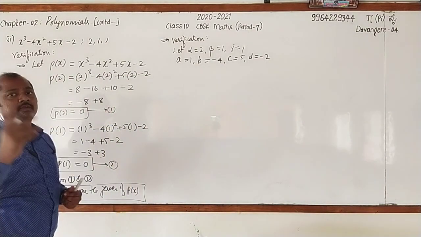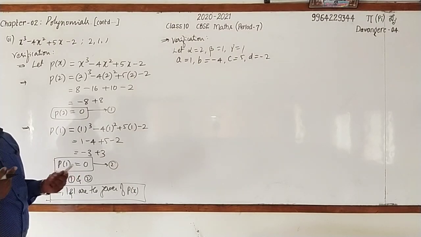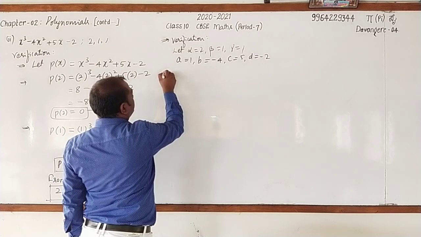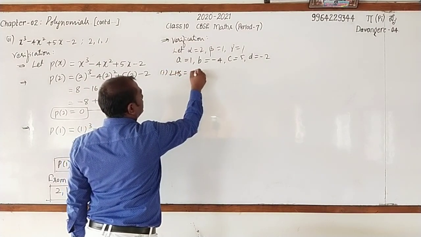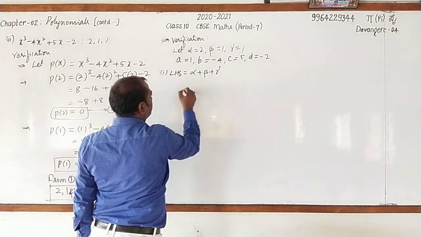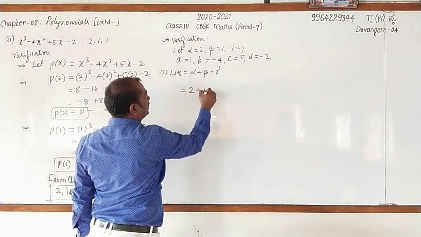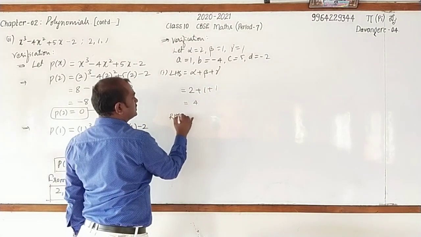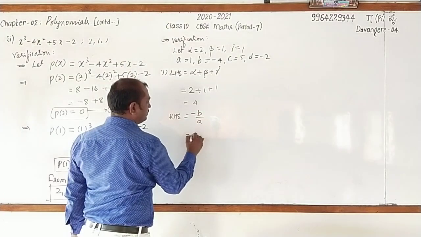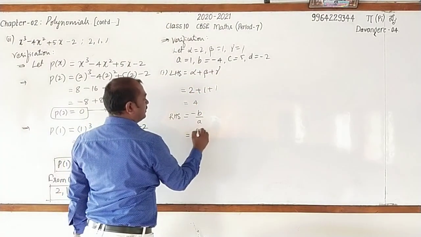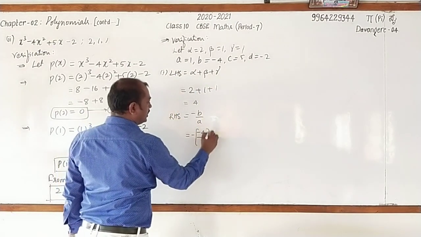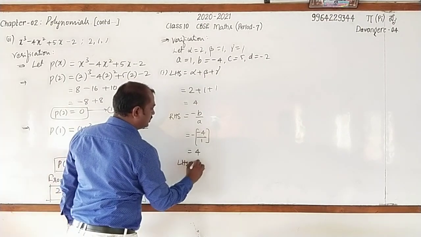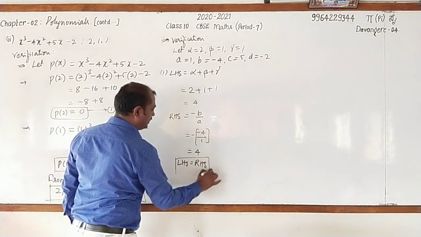We have already come to know there are 3 statements. You can go for verifying any one of the 3 or else all the 3. I'll take one by one. First one, LHS: alpha plus beta plus gamma, where alpha is 2, beta is 1, gamma is also 1, altogether 4. RHS, what is RHS? It is minus b by a, minus of, what is b? Minus 4. A is 1. Minus into minus, plus 4 by 1, 4. So LHS equal to RHS, hence it is verified.